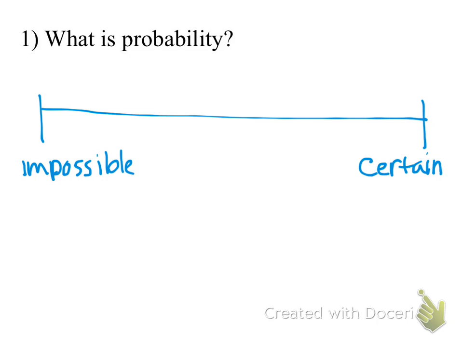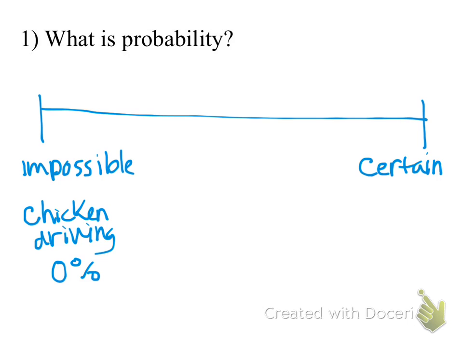today at 4 o'clock on the freeway, you're going to see a chicken driving the car next to you. Not driving in the car, but actually driving the car. It's never going to happen. So what chance would that be? Impossible. What percent? 0%. If I convert it from a percent to a decimal, what decimal would that be? 0.